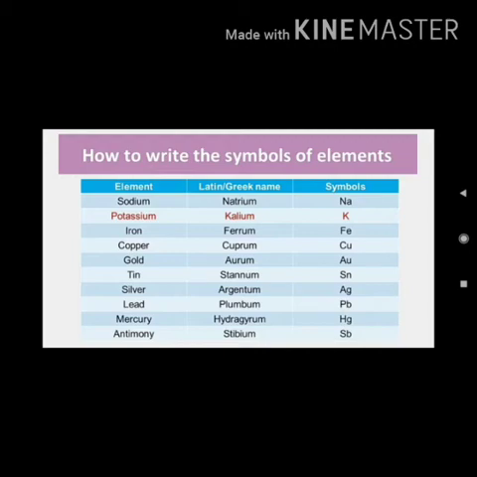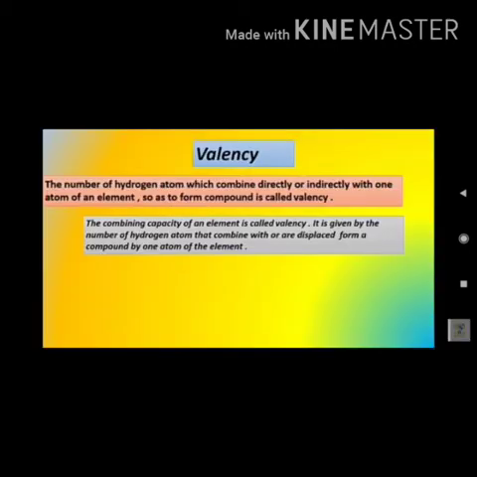Okay, now next is, what is valency? Valency is the number of hydrogen atoms which combine directly or indirectly with one atom of an element so as to form a compound. Another definition of valency is that the combining capacity of an element is called valency.